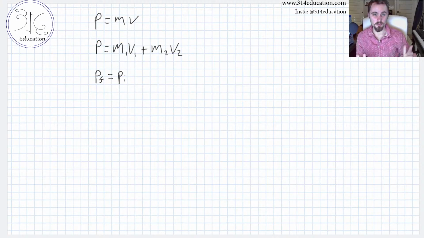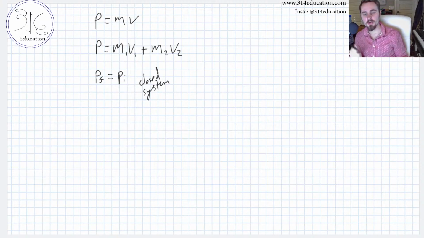Or it could just be a single block. Or maybe we'll deal with collisions where the blocks will come together and then move as one singular mass. And we'll see what that looks like in context. But we do have to work out, so this is for a closed system. We do have to worry about cases where we have outside forces from outside of our system affecting our momentum.